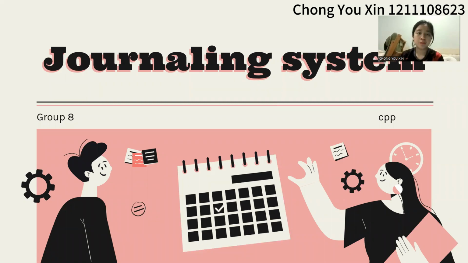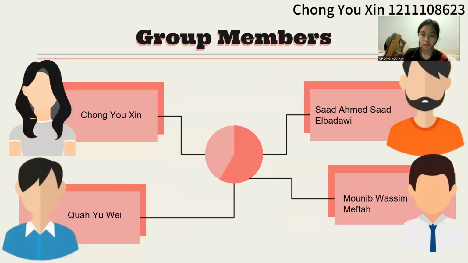Hi everybody. Today my group 8 will be presenting a little bit about our computer programming project, which is the C++ program. So our group has decided to settle on a journaling system. So before I begin everything, I'll introduce a little bit about my group members. I am the group leader, Chong You Xin. With me, I have Yu Wei, Saad, and Mounib.